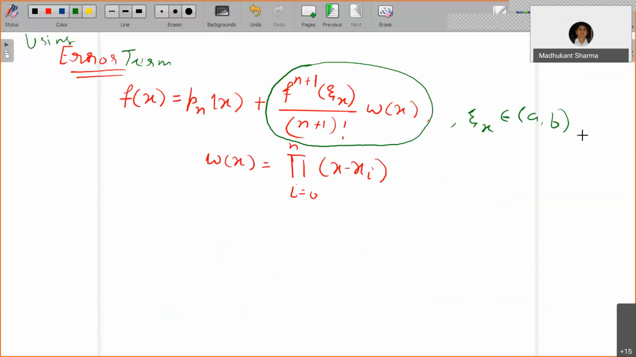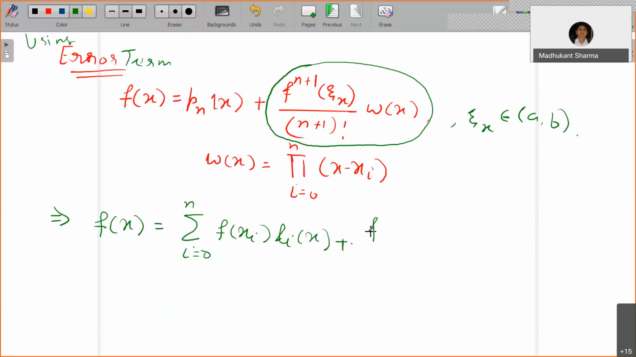Okay, so now what does it give us? What if you use the Lagrange form of the interpolating polynomial? Then f of x equals the summation i equals 0 to n of f of xi times li of x, plus the error term, which we write as En f of x, as we have written earlier as well. Now you can see the right hand side is a polynomial of degree n, so this is a polynomial approximation.